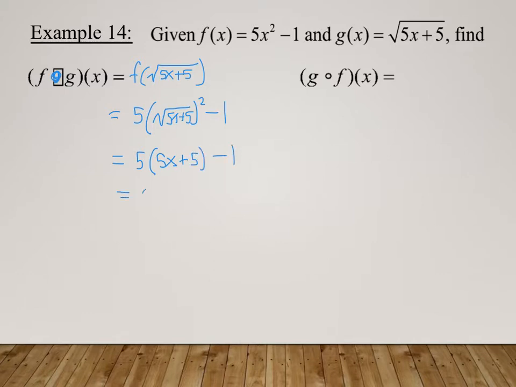And this is equal to 25x plus 25 minus 1, 25x plus 24. So there's our final result for this one. Now go ahead and pause and see if you can do golf.